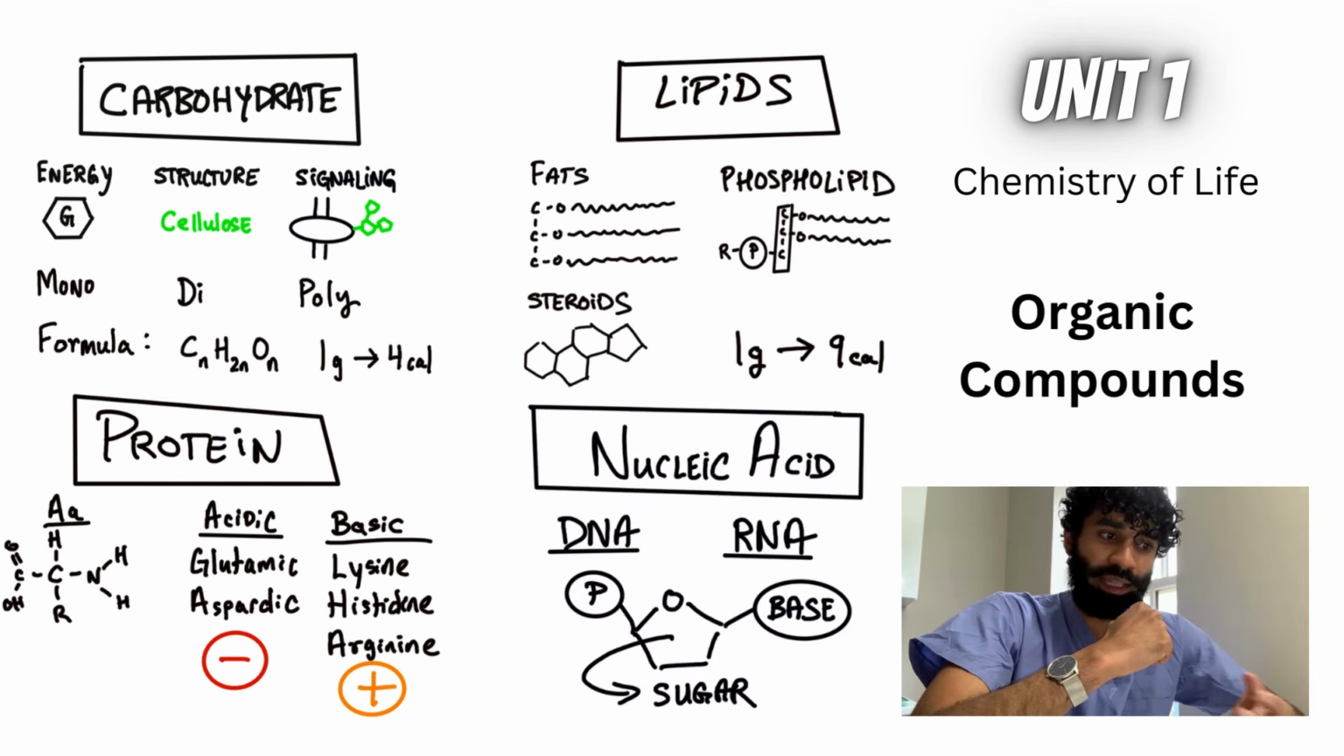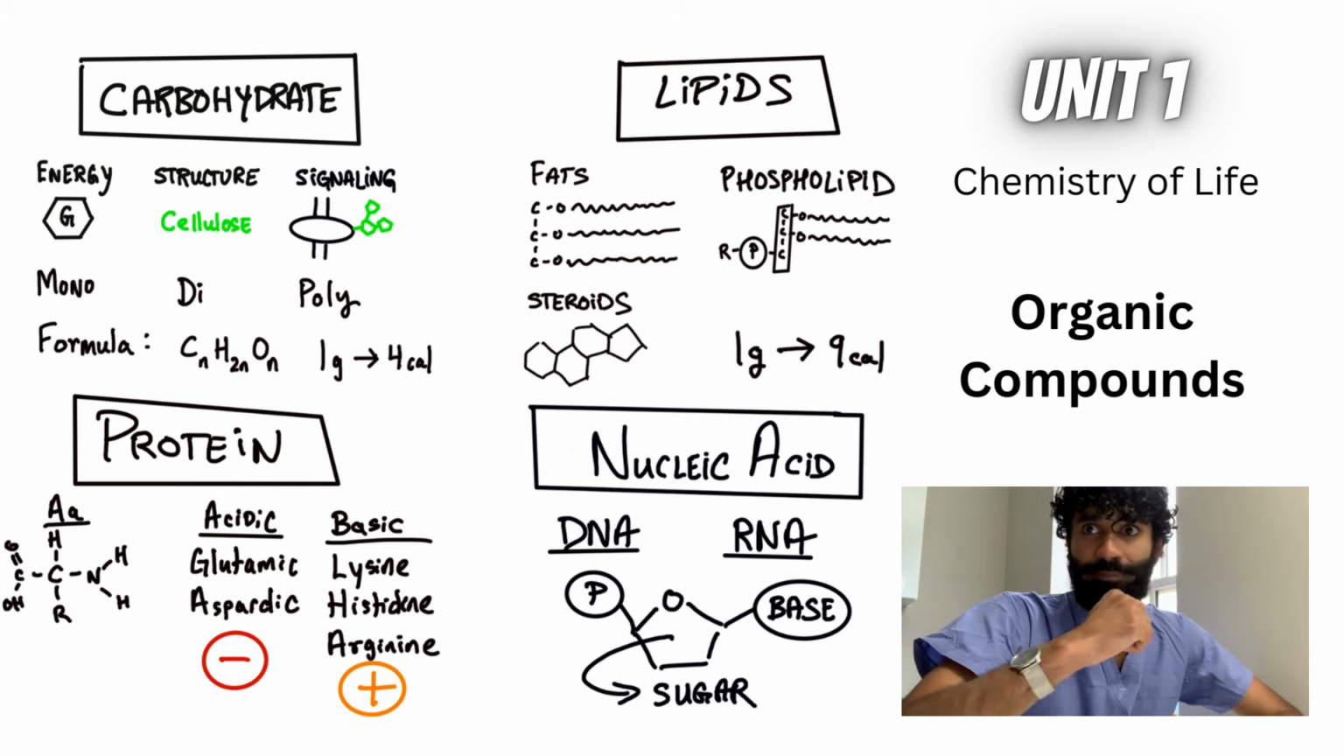And the last class is nucleic acids, like DNA and RNA, and they're made up of nucleotides, which are composed of a nitrogenous base, phosphate, and sugar.